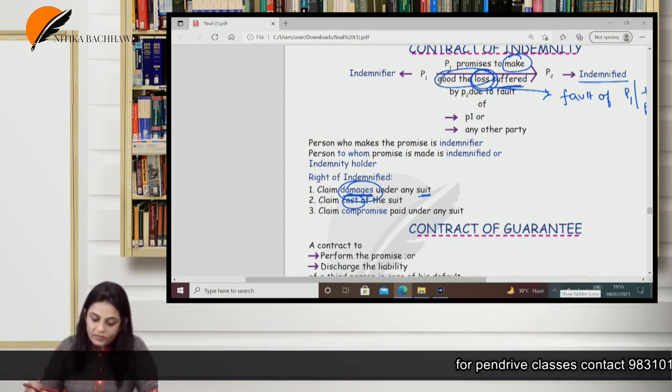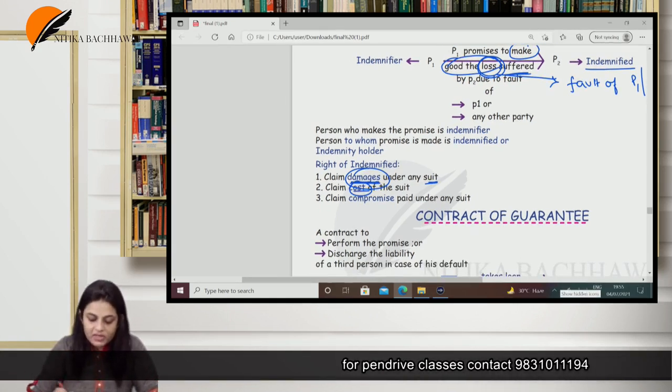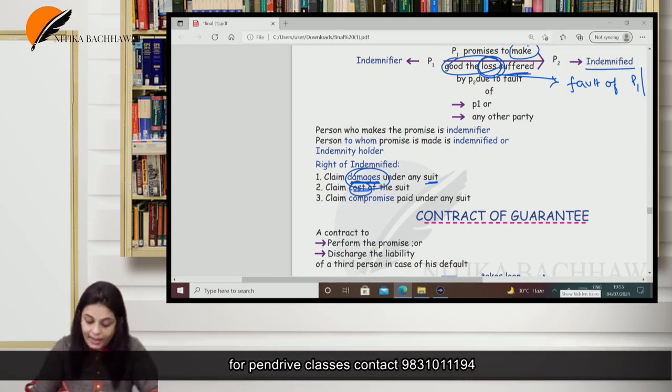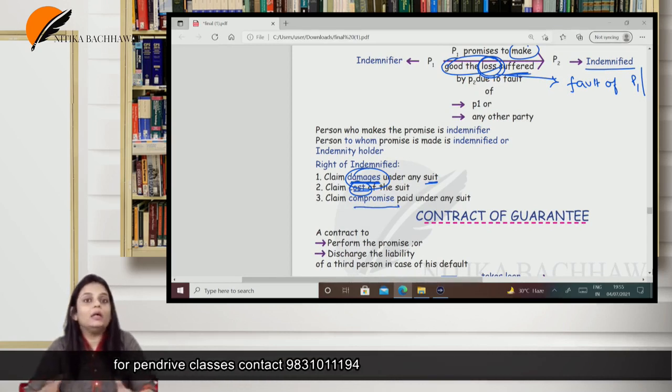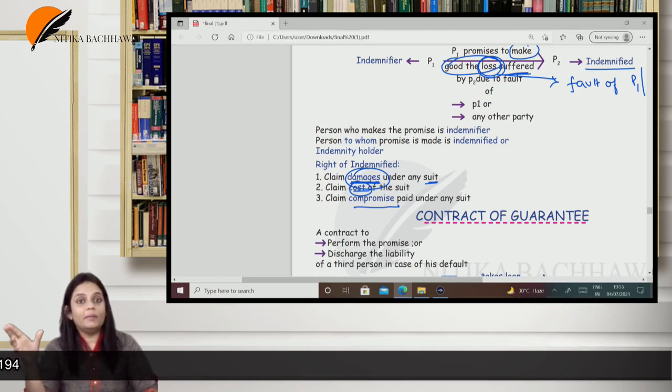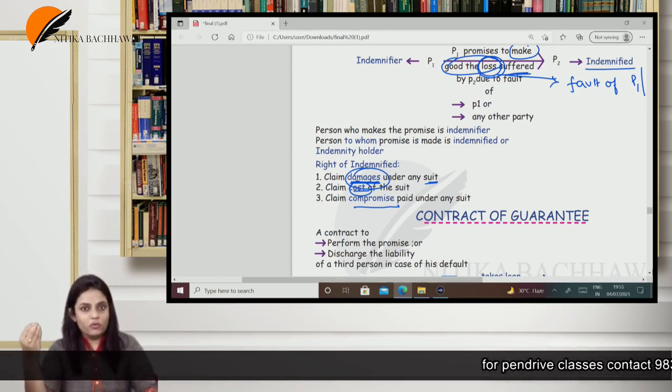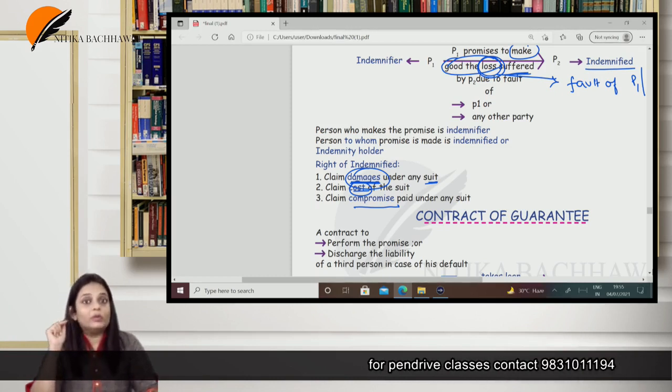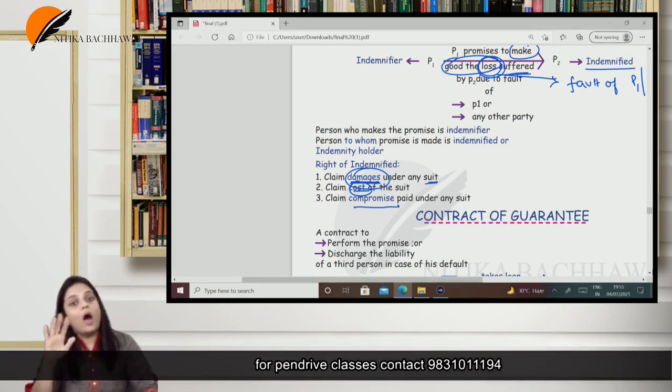So what are the rights of the indemnified? He can recover the damages, he can recover the cost of the suit. He can claim compromise paid under any suit. Now what is this compromise paid under any suit? Let us say P2 makes a settlement with the other party outside the court. The other party who wanted to sue him makes a settlement with P2, that is the indemnified, outside the court.